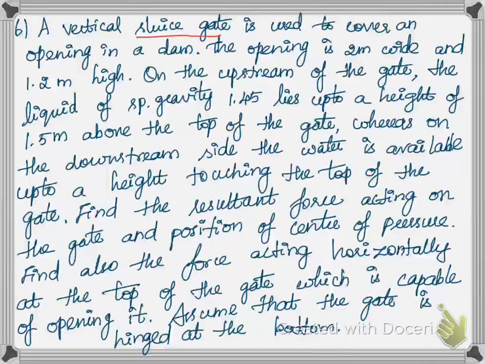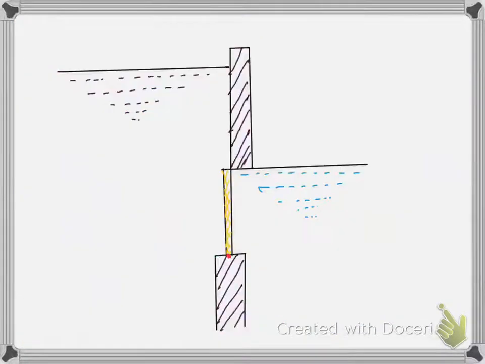and on the upstream side of the gate the liquid of specific gravity 1.45 lies up to a height of 1.5 meter above the top of the gate. So which means what? On the upstream side you are having one liquid, of specific gravity 1.45, and this liquid lies from the top of the gate up to 1.5 meter. So I have drawn a diagram like this.